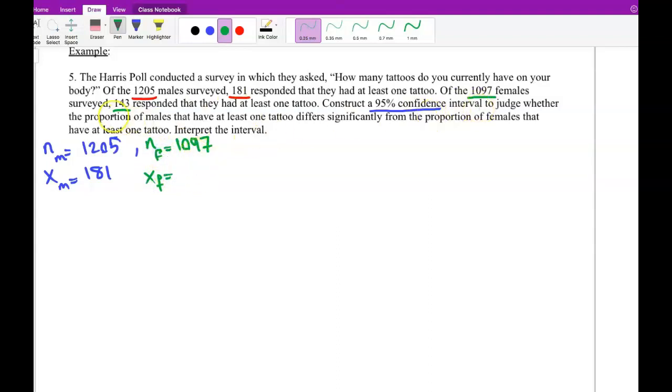And here is 143. Now finding point estimate, the sample proportion. For males, the sample proportion equals X divided by N, X is 181 divided by N. Rounding it, the answer is 0.1502.